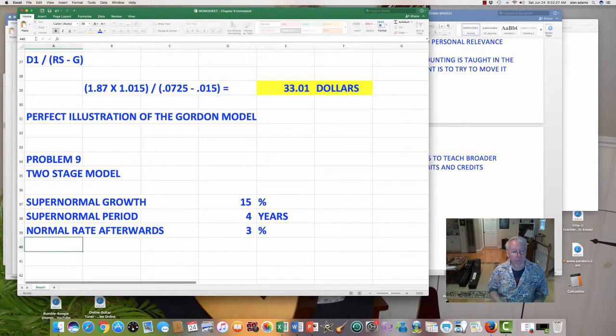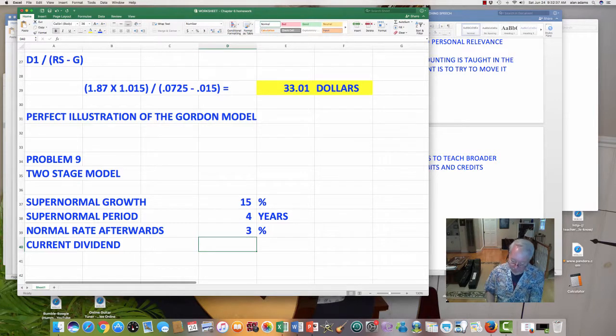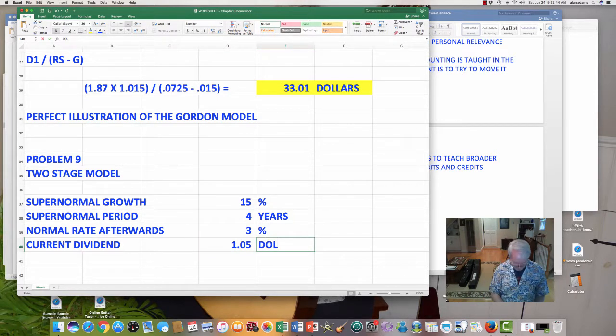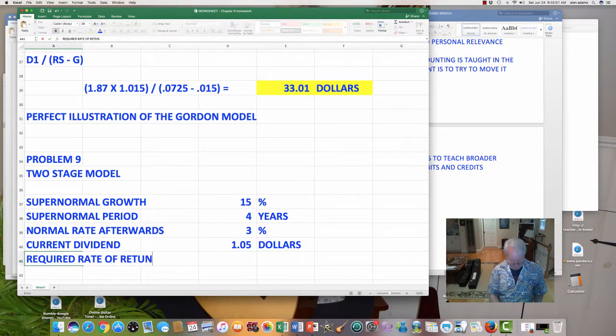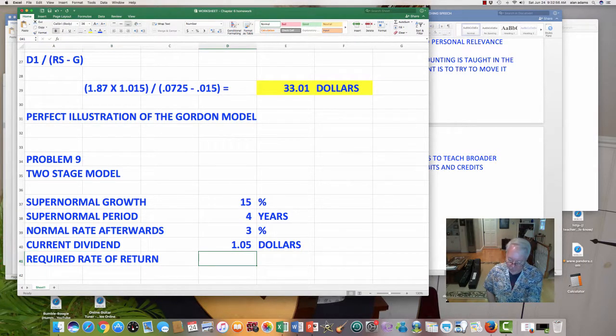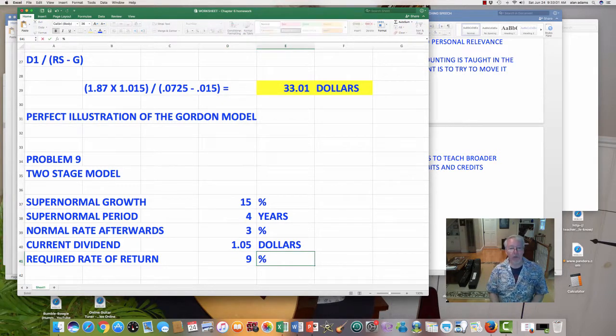per year. The fourth item I have to give you is the current dividend that they just paid, and that dividend is $1.05. So I'm going to give you that number. Let's remember that those are dollars. And finally, you need to know the required rate of return of the market for a stock of this level of risk, and that number I gave you as being 9%. There we have it. Everything that we need to know to solve this.